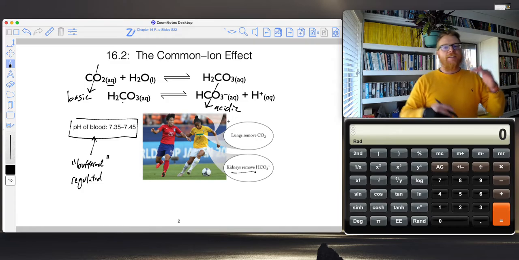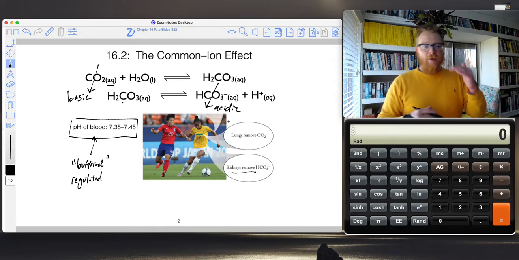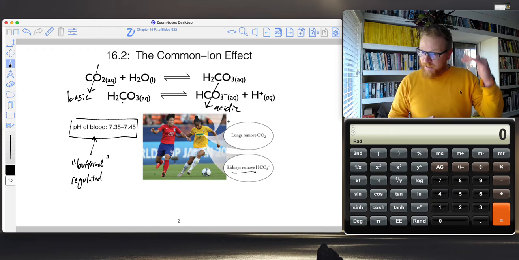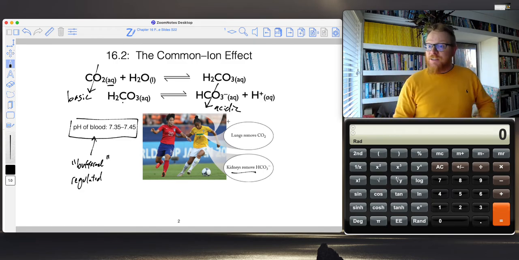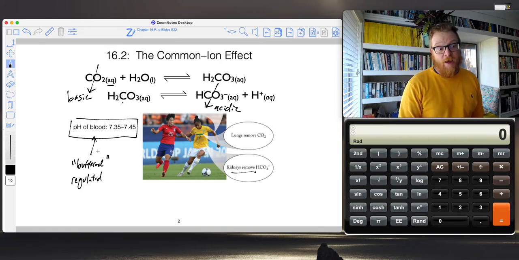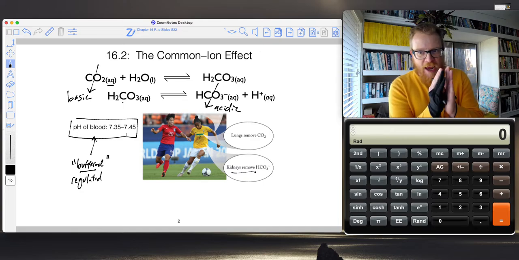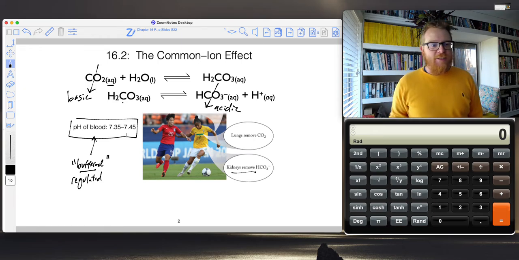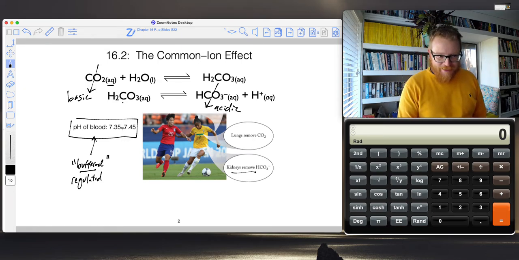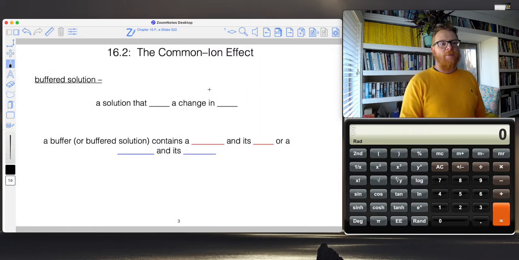Okay. So there's this constant back and forth between depleting CO2 and depleting bicarbonate. And that's what keeps the pH of our blood tightly regulated, or buffered, between this very tight, precise pH range. And all kinds of stuff goes wrong with us if our blood is not in that tight range. Okay, so now let's describe this a little bit more.